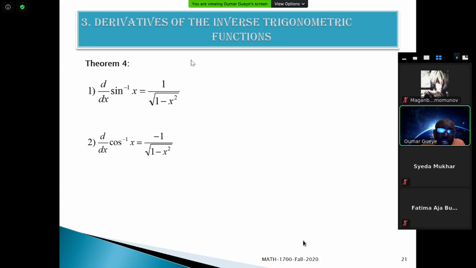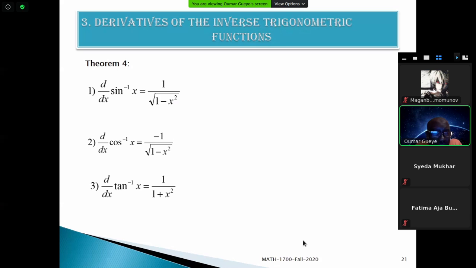Today I'm going to do the third case. Okay, so the third case is the derivative of tan inverse, and I'll prove it. Keep in mind these three derivative formulas.